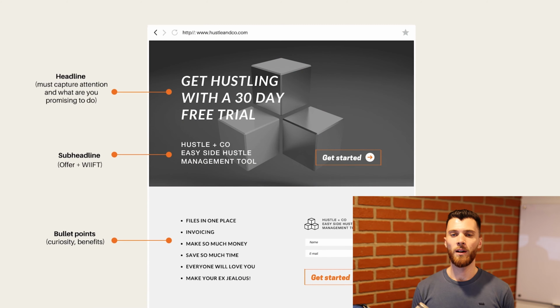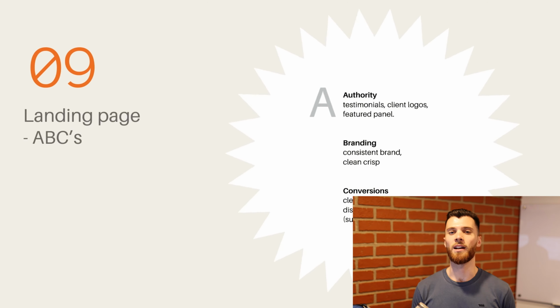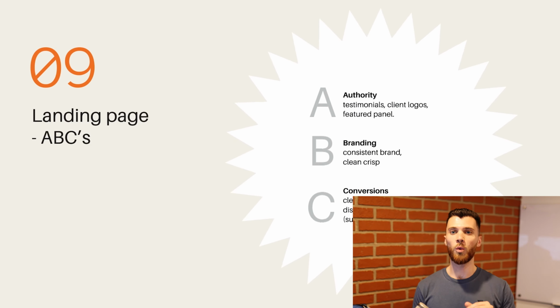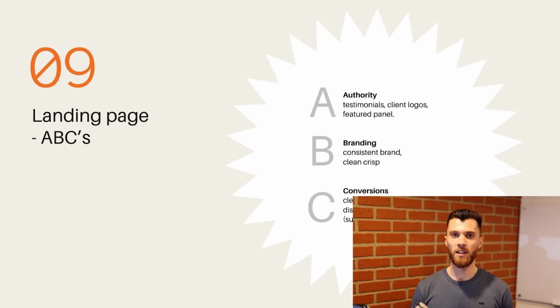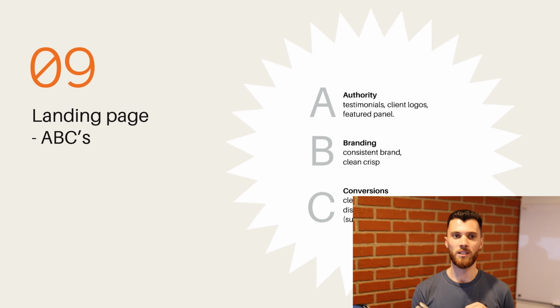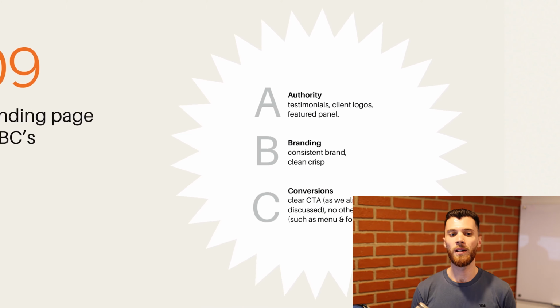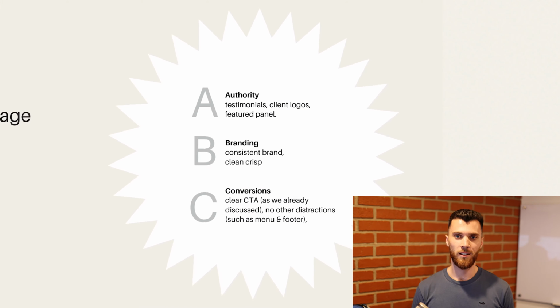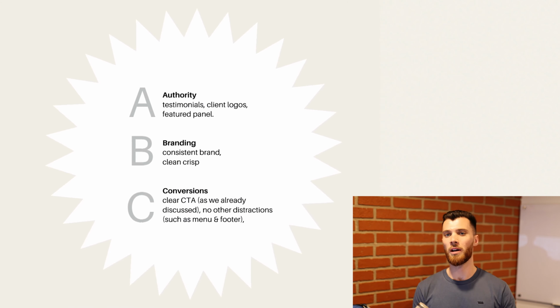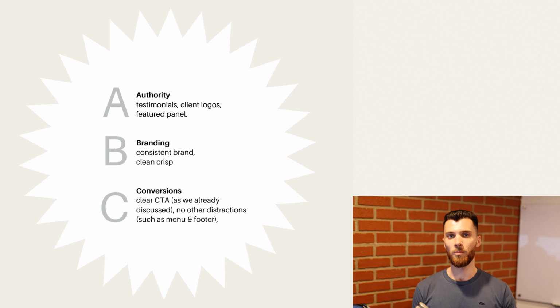Now, moving forward, when creating a landing page, there's 3 things that we always implement across all of our landing pages. It's super important to be able to do this because it's going to help you convert more people. And they're the ABCs. Nice and simple. Right, we've got authority, branding, and conversions. If you can build authority, you've got consistent branding, and you can get conversions, that's a recipe for a good landing page. So we'll break this down one by one.